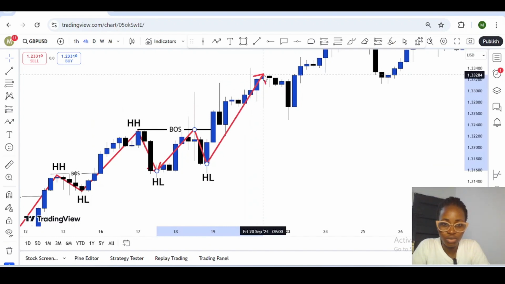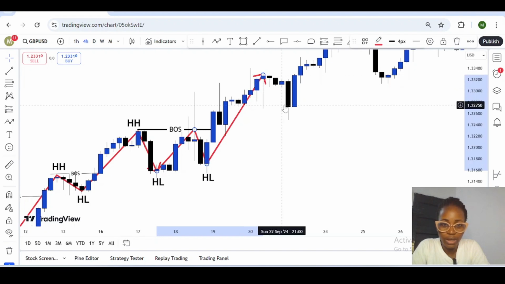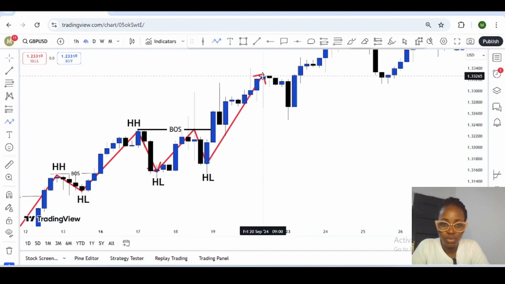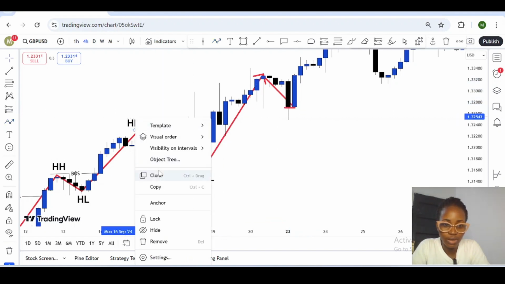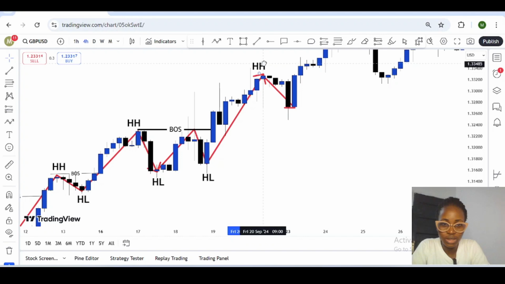This is where price got to. So from here we are expecting to have a pullback. So from this pullback here, we have a pullback here. So where is our recent higher high? This is our recent higher high here. This point becomes our recent higher high.